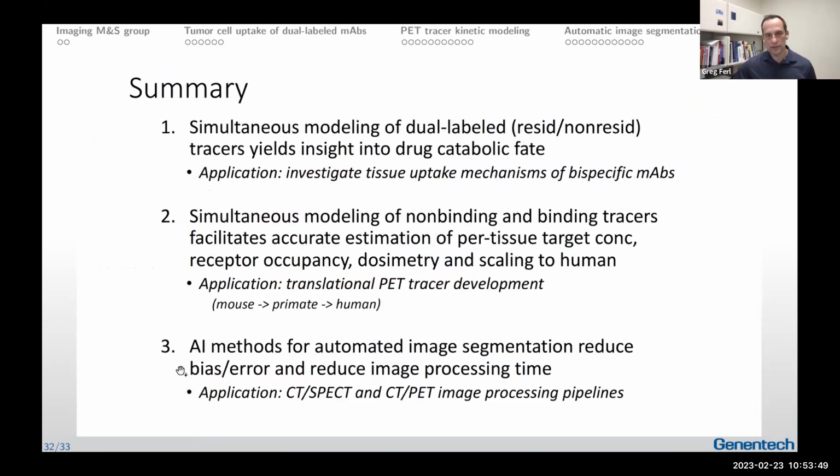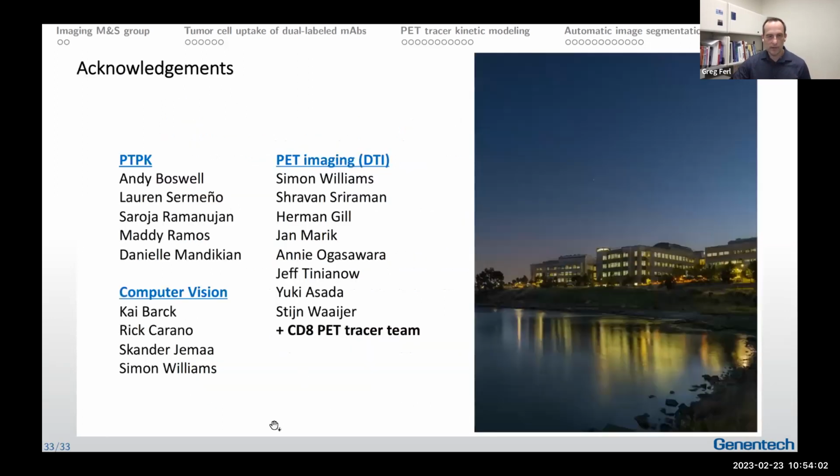I've touched on all these points, but I'm not going to go through these again. Basically, kinetic modeling is very useful in a number of contexts. AI approaches are increasingly being developed and implemented within our environment and are also very useful. But I think I will stop there.